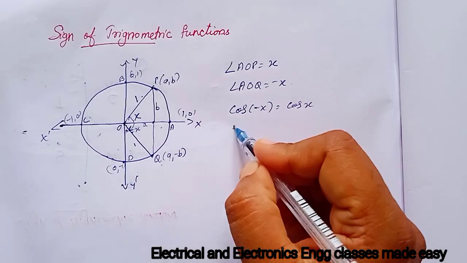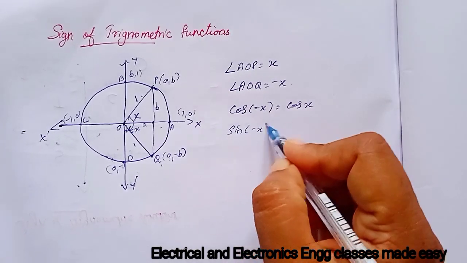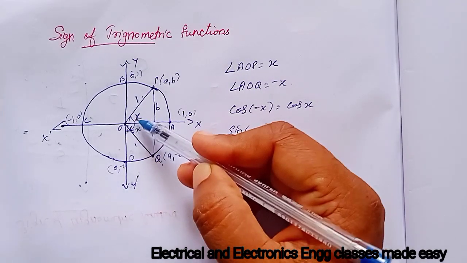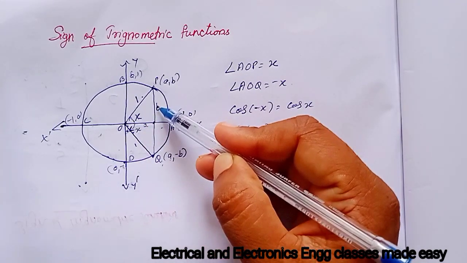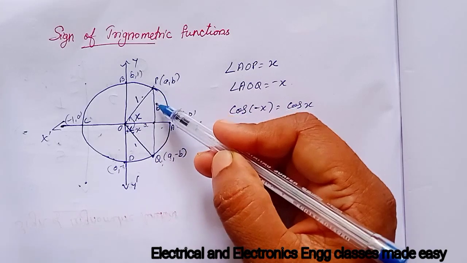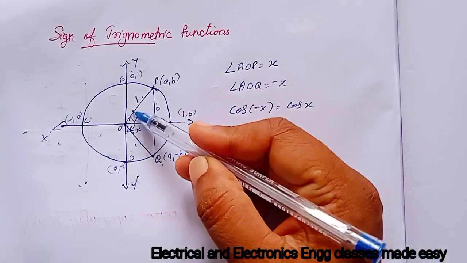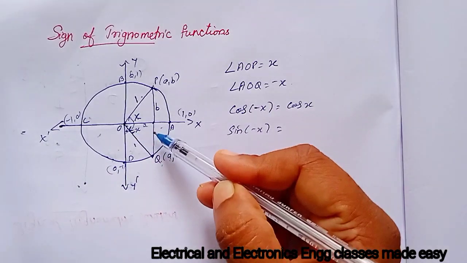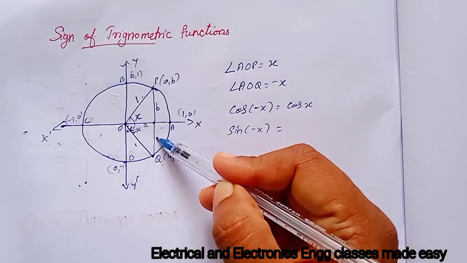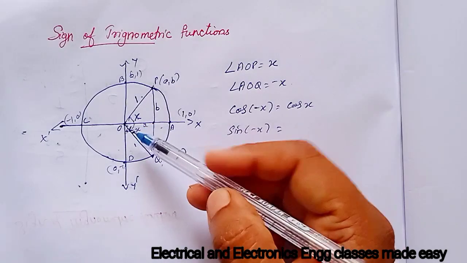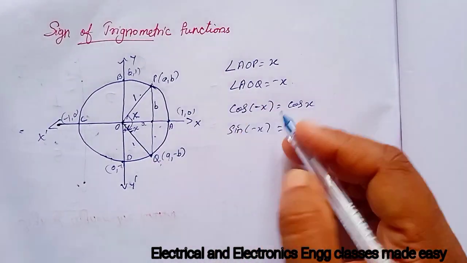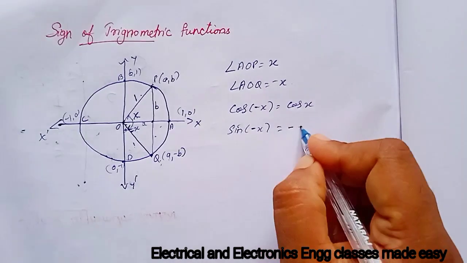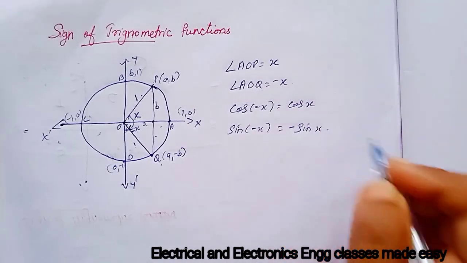And if we take sine of minus x, first of all sine x is opposite side divided by hypotenuse, that is b divided by 1. Then sine of minus x is minus b divided by 1. So we can say sine of minus x is equal to minus sine x.